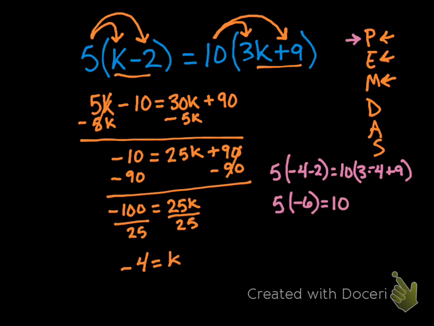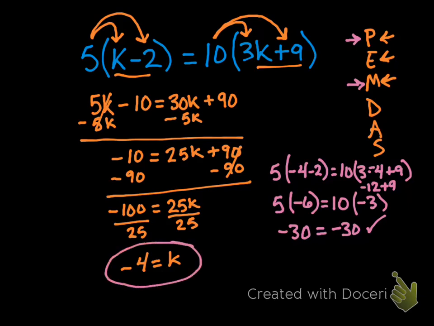And we have multiplication and addition. What do we do first? Our multiplication comes first in order of operations. 3 times negative 4 is negative 12. That's going to be plus 9. Negative 12 plus 9 is negative 3. Okay, 5 times negative 6 is negative 30. And 10 times negative 3 is also negative 30. So that checked out, and our answer is negative 4.